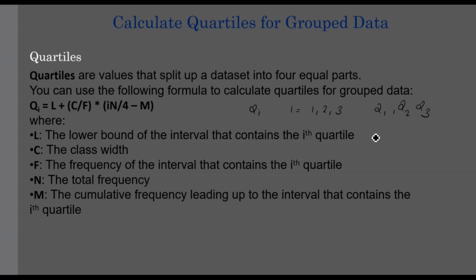That is, if we are finding Q1, L is the lower bound of the interval that contains the first quartile. C is the class width. F is the frequency of the interval that contains the first quartile or ith quartile. N is the total frequency. M is the cumulative frequency leading up to the interval that contains the ith quartile. Okay, very easy to calculate.